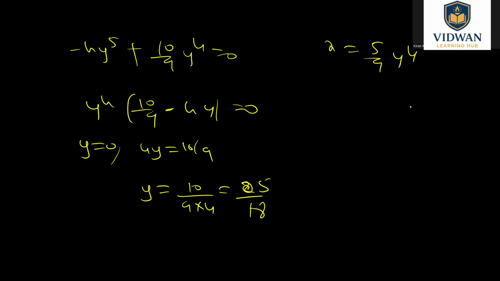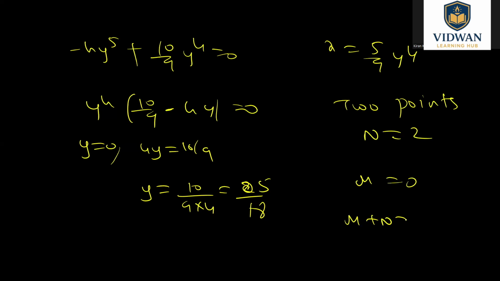So corresponding, you can find x. So you will get 2 points anyway. You need not calculate. So 2 points are possible, so n will be 2. And we already got m as 0. So m plus n they asked us, so it is 2.